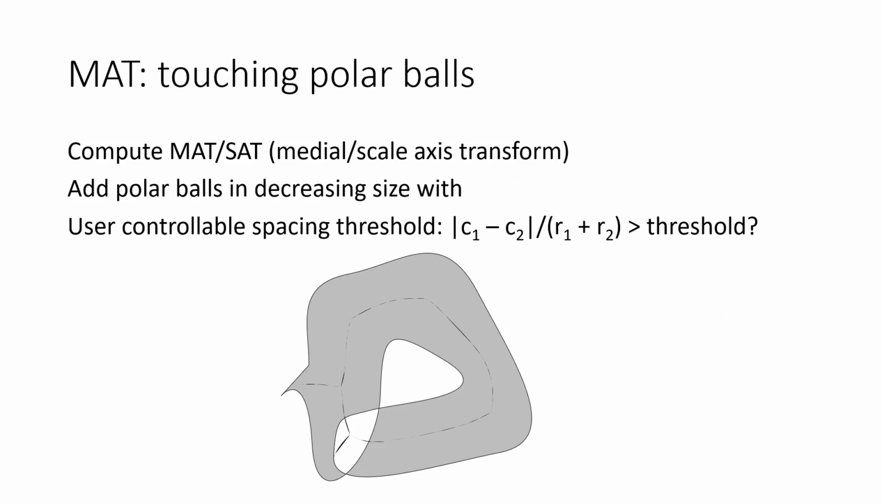Our first method selects polar balls along the medial axis as sample spheres. The medial axis is like the central skeleton of the shape. Polar balls are centered at the medial axis, and their radii are set up so that each polar ball touches multiple points on the boundary of the shape. We select the polar balls in decreasing sizes, since larger balls tend to better represent the shape. We can tune the density of the balls by thresholding their overlaps, so that no two balls are closer than a given threshold.